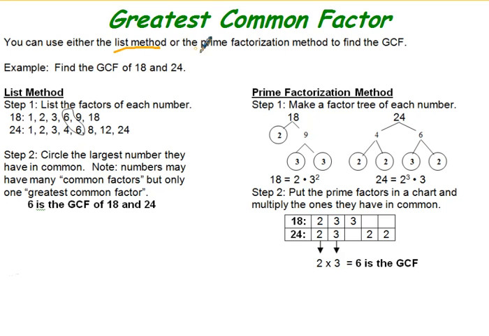Use either the list method or the prime factorization method to find GCF, or greatest common factor. For example, let's find the greatest common factor of 18 and 24. We'll do it both ways. The list method, step 1, is list the factors of each number.